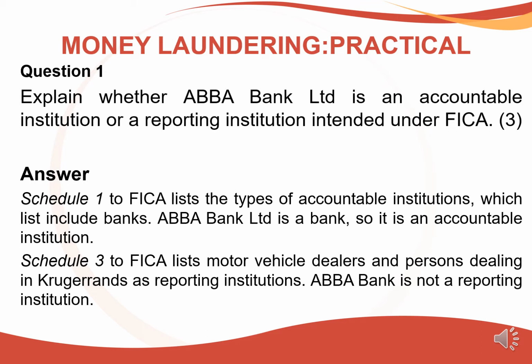So you've only done the first part of the question if you explained that they are an accountable institution. You haven't told me yet whether they are also a reporting institution. For this you go then to Schedule 3 to FICA where the schedule specifically lists motor vehicle dealers and persons dealing in Kruger Rands as reporting institutions. Now in your question, did I tell you anything about ABBA dealing in Krugerrands or being a motor vehicle dealer? No, I didn't. So obviously then, ABBA would not be a reporting institution.